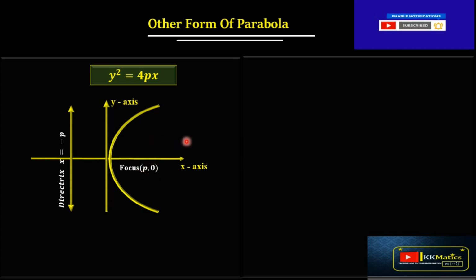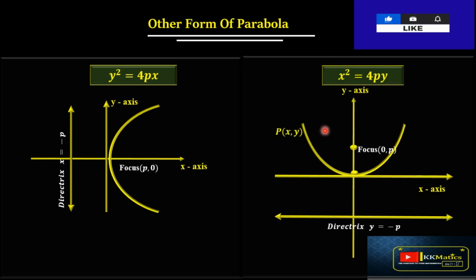The same thing applies when we have x squared equal to 4py. This is what we are used to. We see that we have a curve that's facing the y-axis. With this particular curve, with point P here, the focus has 0 for the x coordinate, and our y is P, and our directrix here is y equal to minus P. So as I already said, the distance from the focus to the vertex is the same as the distance from the vertex to the directrix.